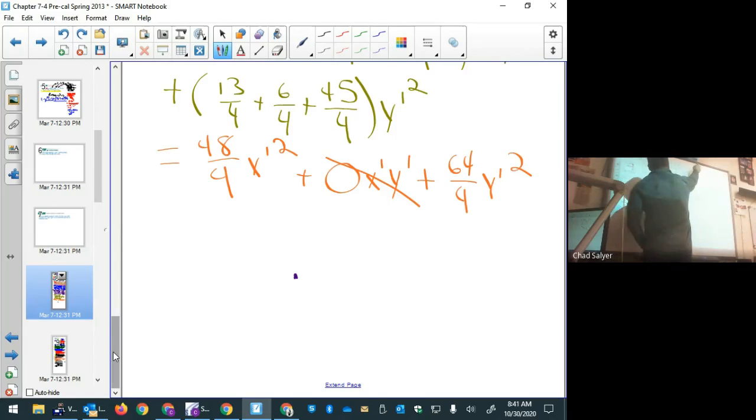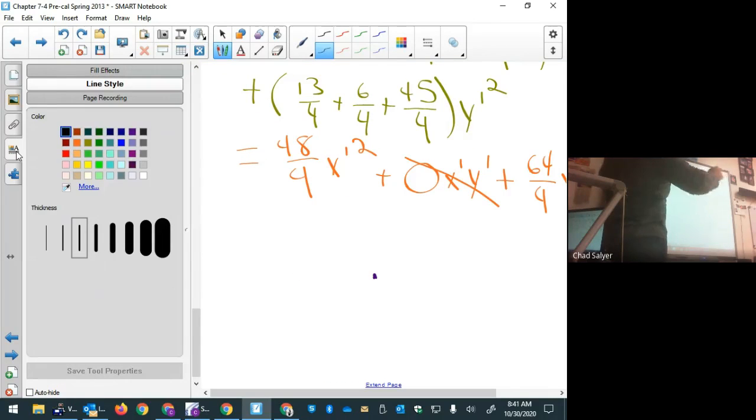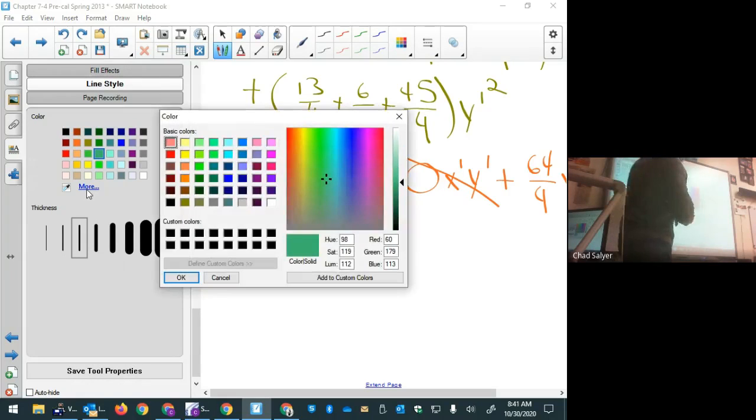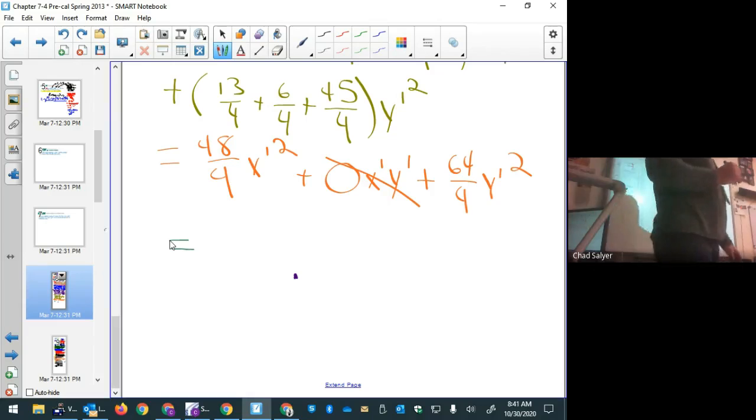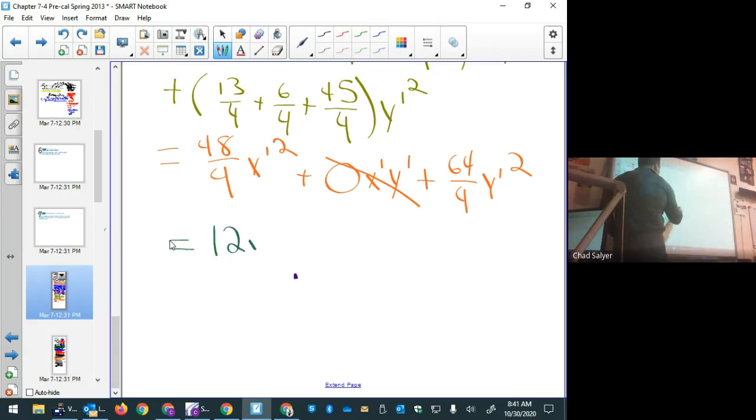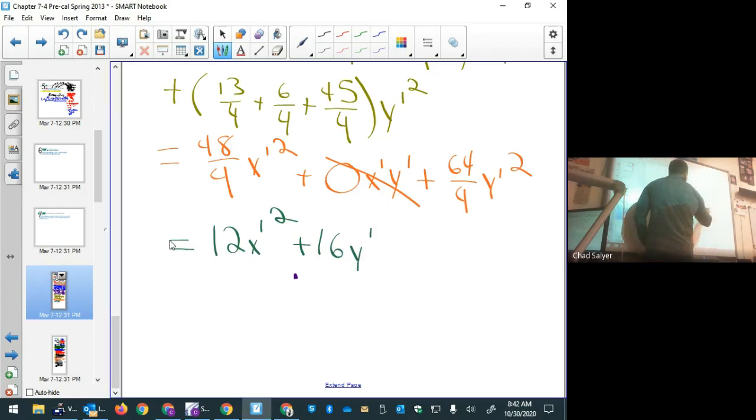Then, of course, this term we can get rid of in the next step, and we can reduce this. Let me change colors once more. Running out of colors. Red, well, I used red earlier, didn't I? Maybe like this, but make it real dark. That'll be interesting. Okay, equals. What's 48 divided by 4? 12. Yeah, 12 x prime squared, and then 64 divided by 4 is 16. Good. Plus 16 y prime squared.